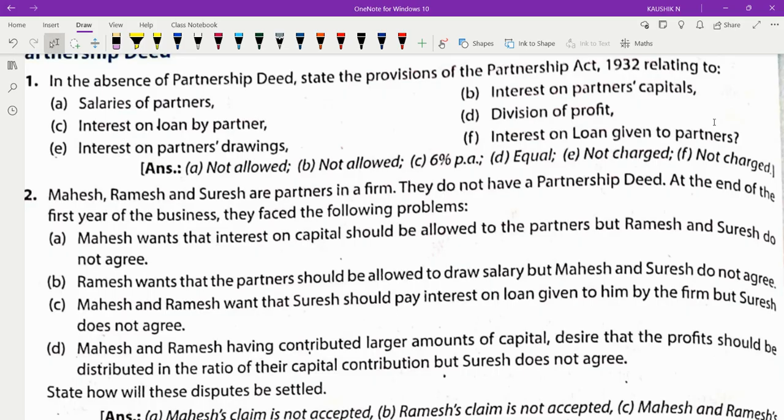Very good. Equally good. Now, what is the fifth one? Interest on partners' drawings. It will not be allowed. Okay. The next, last: interest on loan given to partners.